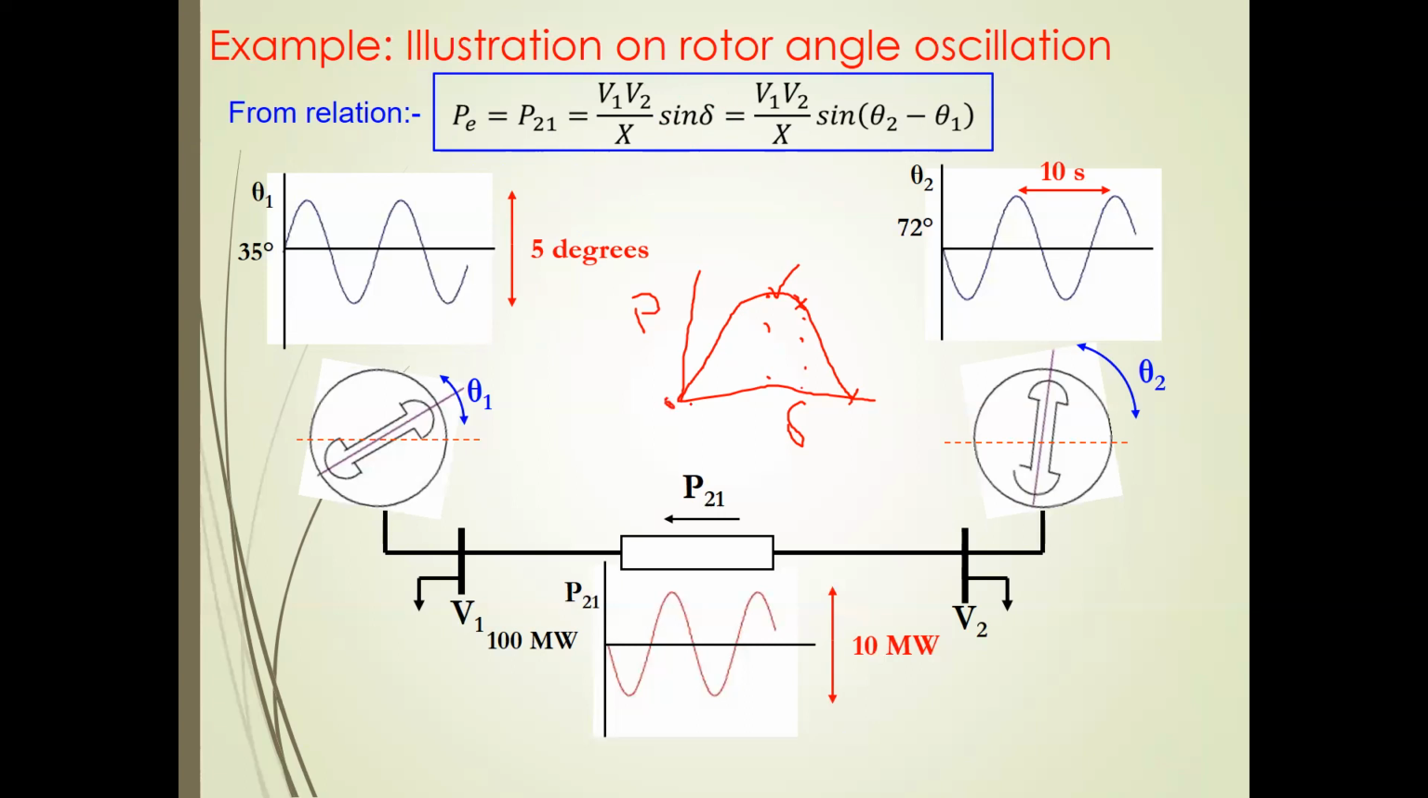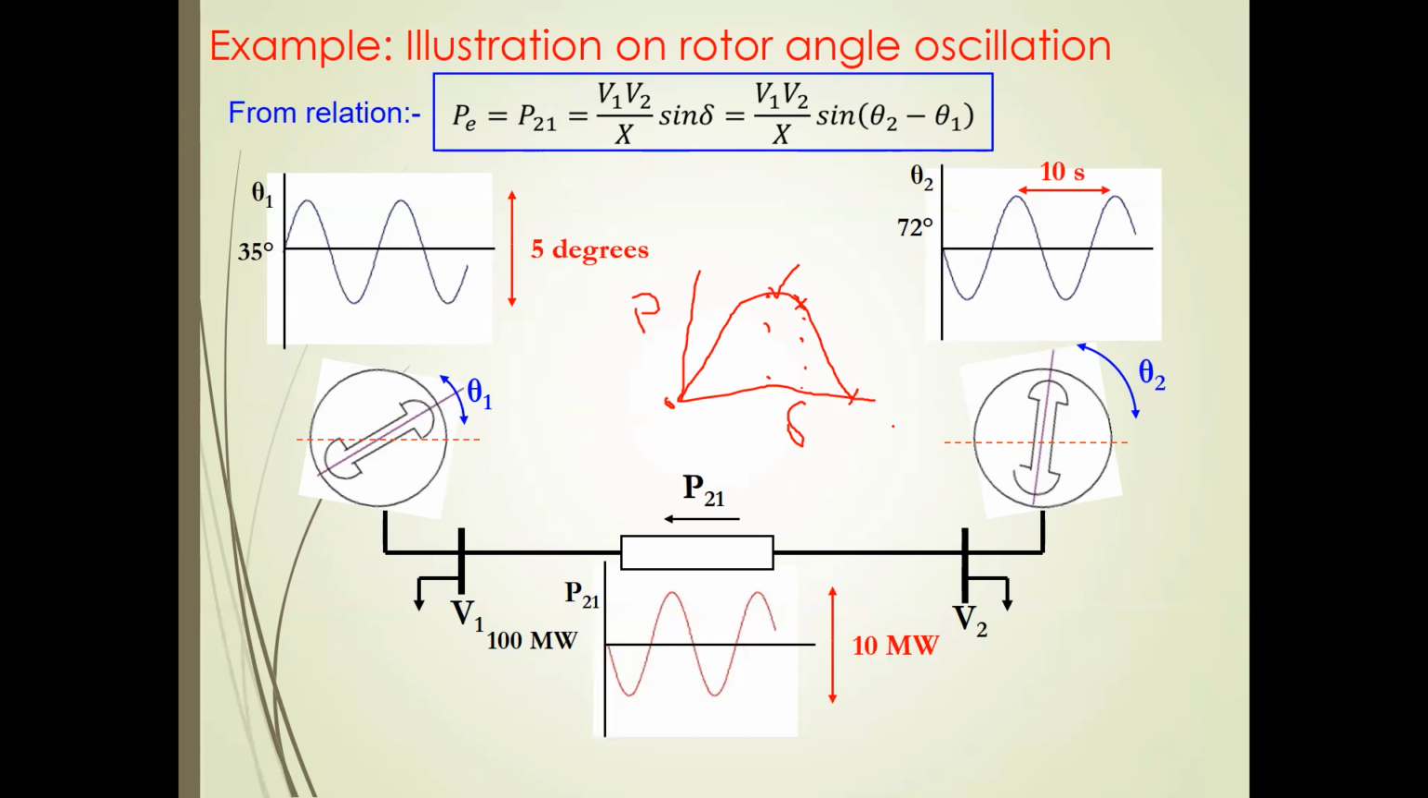So it is very important that the angle difference between the generators should not reach 180 degrees, because if it reaches 180 degrees, the power flow is reduced to 0, and thus the generator will lose synchronism. This is very important: the angle difference between the generators should not be 180 degrees. Otherwise, the generator will lose synchronism.